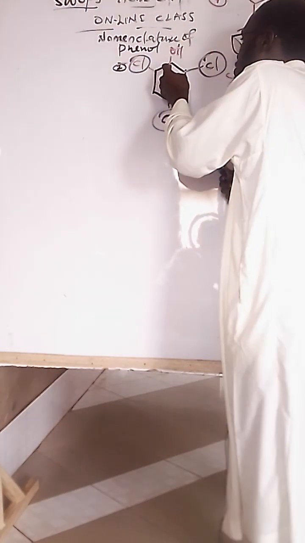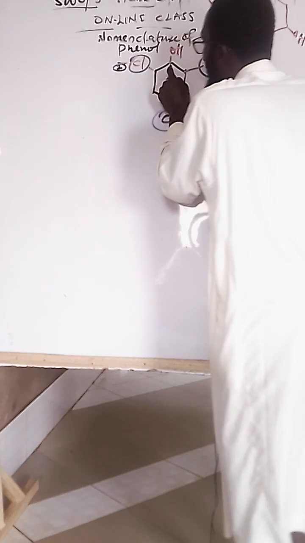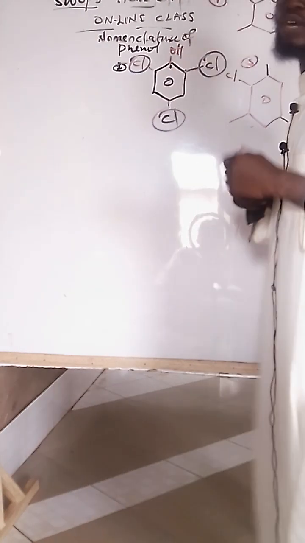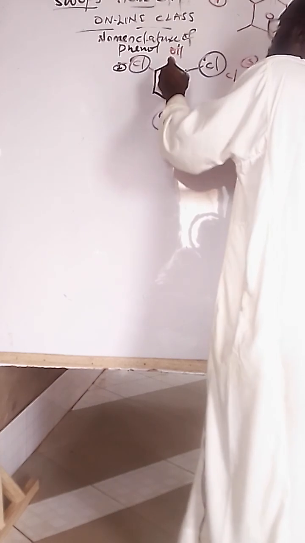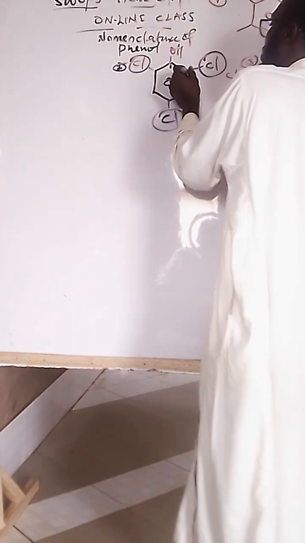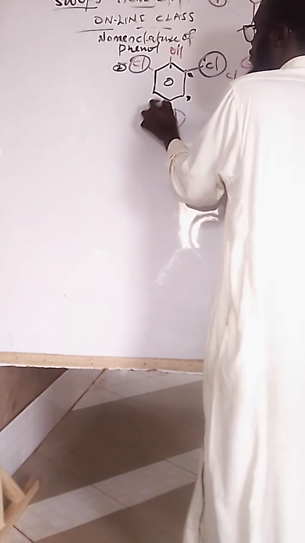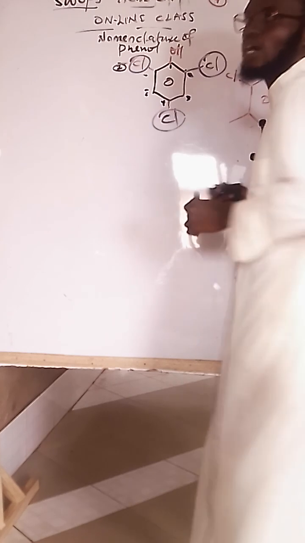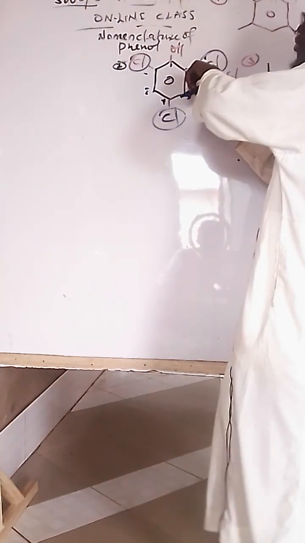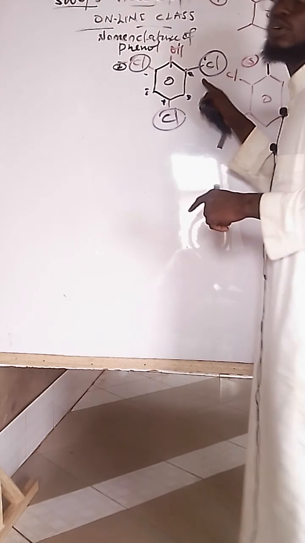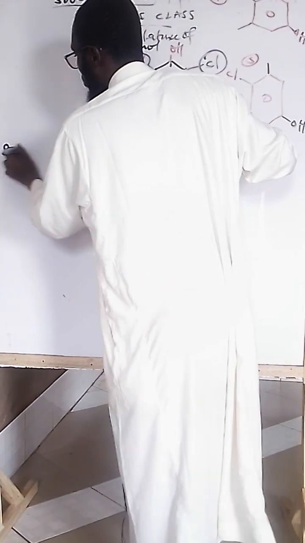When I count like this, 1, 2, chlorine falls on carbon 2. If I count the other way, 1, 2, it falls on that. So you can count from any direction. But since we started with this, let's count like this. This will be 1, this 2, 3, 4, 5, 6. Now what follows? Chlorine falls on carbon number 2. We don't call it chlorine, we call it chloro. It will now be 2-chloro.